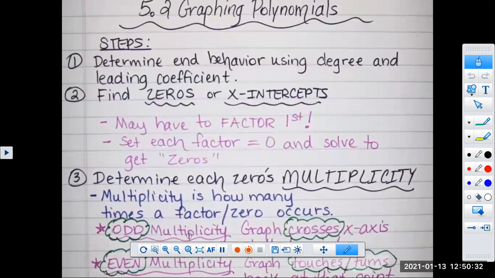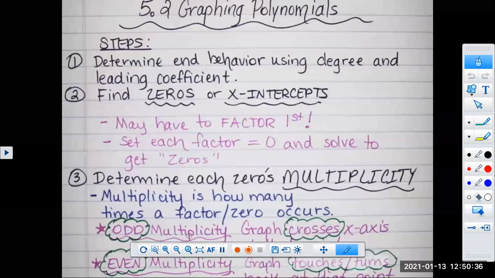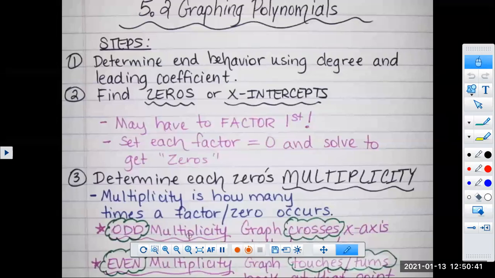Okay, 5.1, which I went over yesterday. I posted notes and a lesson video for it. 5.1 just dealt with introducing you to polynomials, classifying them, and learning how to pick out degree, and the degree actually helps you find end behavior, which is one thing we're going to use to graph polynomials.